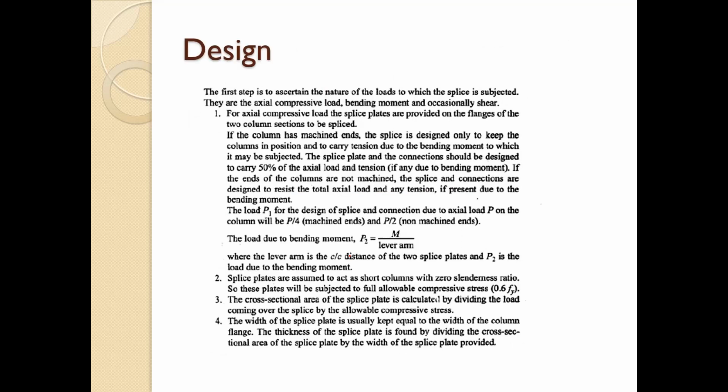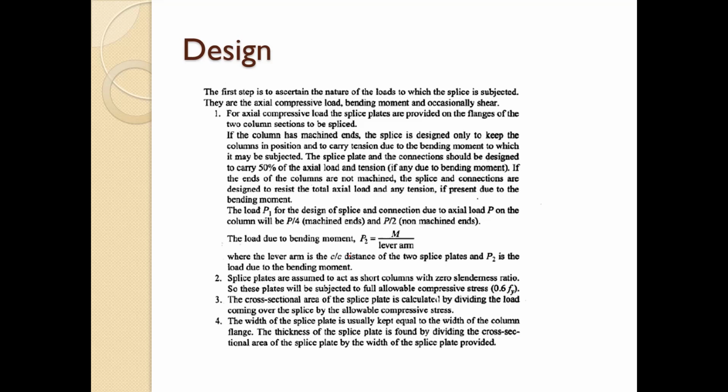Now the design. So the first step is to ascertain the nature of the load to which the splice is subjected. They are axial compressive load, bending moment, or occasionally shear. For the axial compressive load, the splice plates are provided on the flanges of the two column sections to be spliced. If the column has machined ends, the splice is designed only to keep the column in position, as I have told you earlier, and to carry the tension due to bending moment to which it may be subjected. The splice plate and the connection should be designed to carry 50% of the axial load and the tension, if any, due to bending moment.